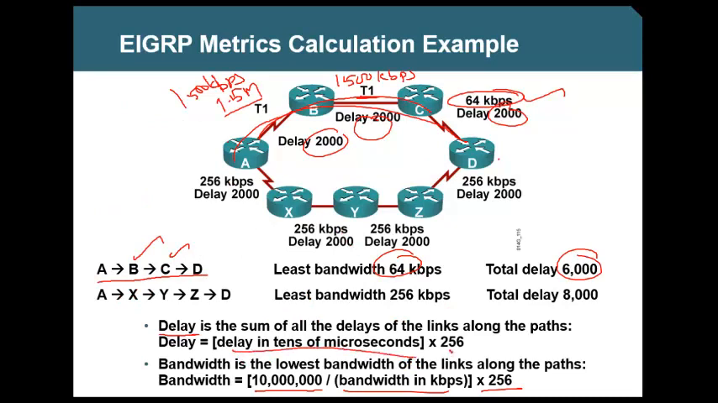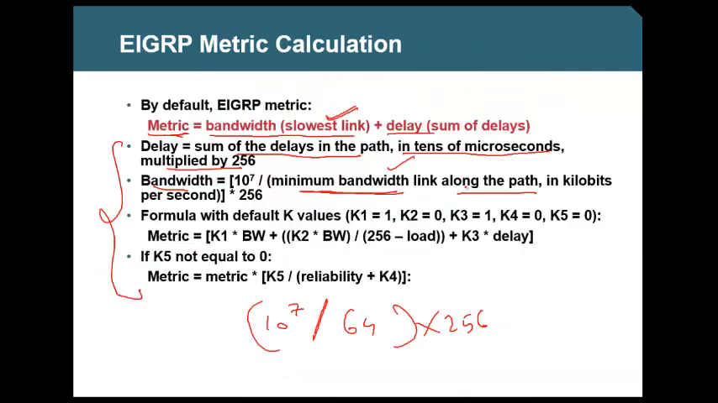1 to 6000 into 6000 multiplied by 256. This is more than enough to know. Plus sum of delay, which is 6000 into 256. This is what is going to be the metric of the path. This is how the metric is calculated. All the other things are formula.